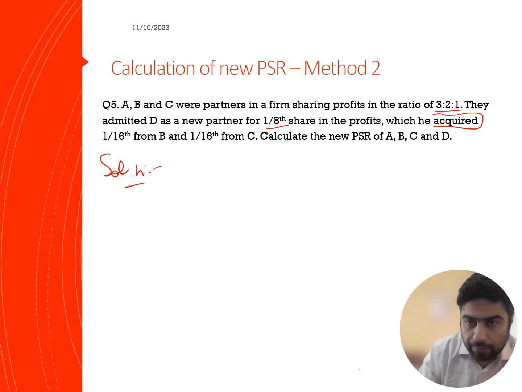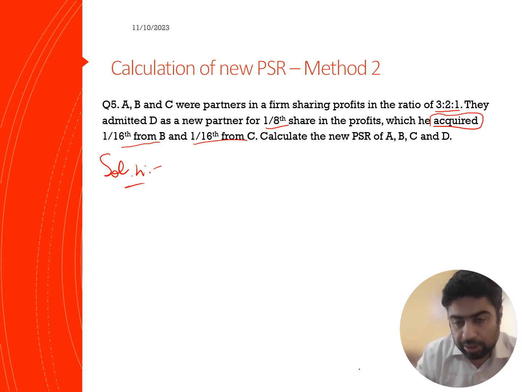This is the keyword. If you see method 1, there will be no such thing mentioned in the question, right? So no use of the word acquired will be there in case of method 1 for calculating new PSR. Now he has acquired 1/16th from B and 1/16th from C. So the difference between this question and the previous two questions is very simple. Instead of giving us a ratio that D acquired 1/8 share equally, or D acquired 1/8 share in the ratio of 2:1, they've not mentioned the ratio. They've straight away given us that D has acquired his share 1/16th from B and 1/16th from C.